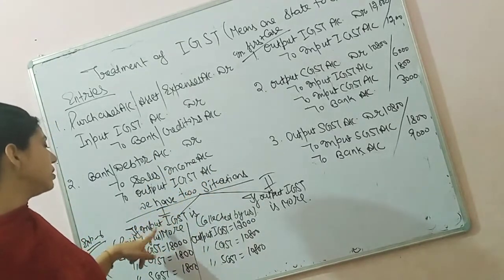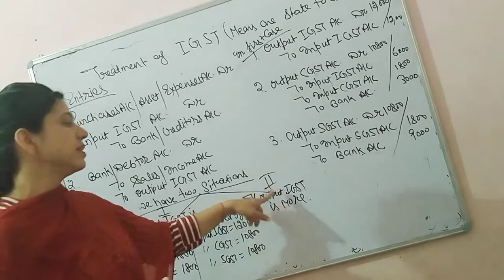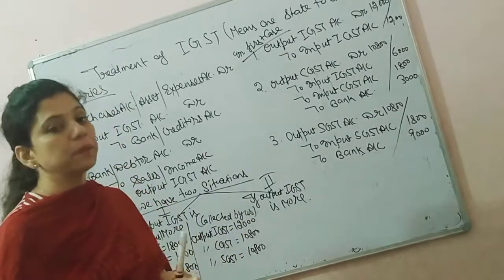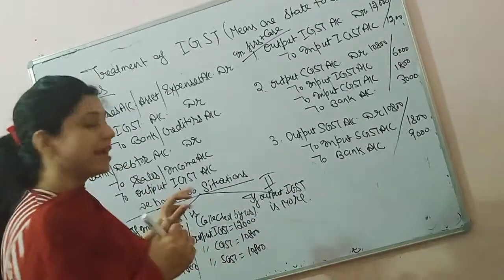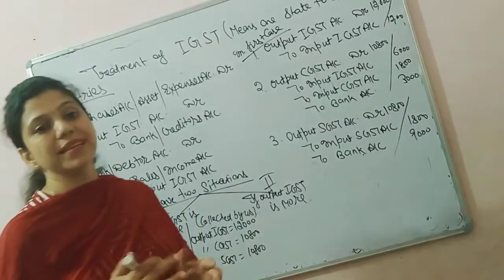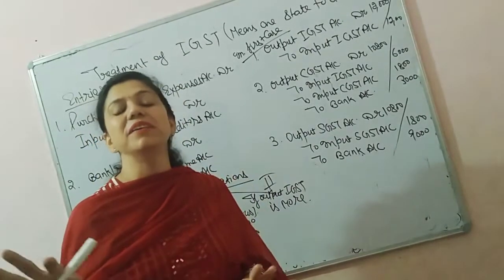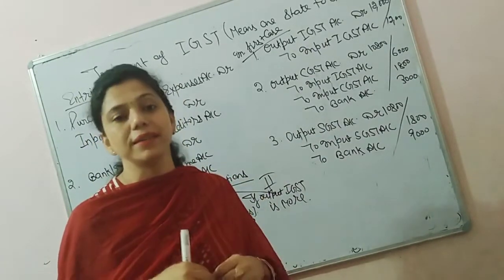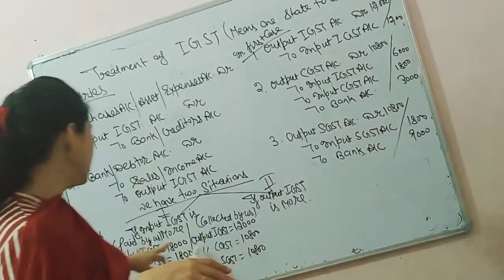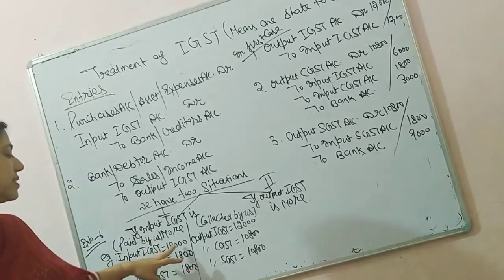Now we have two situations. The first situation, if input IGST is more, and the second, if output IGST is more. Keep in mind that input IGST means taxes paid by us, and output IGST means taxes collected by us. Government said that please cover your paid taxes from your collected taxes and pay the balance to me. We said it's okay.